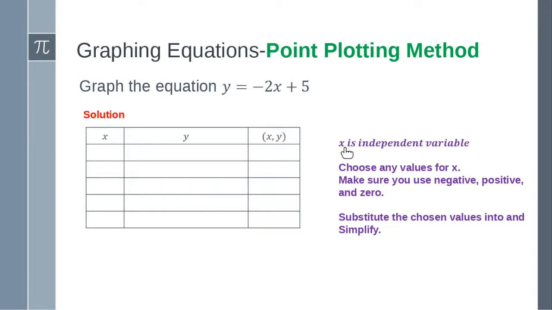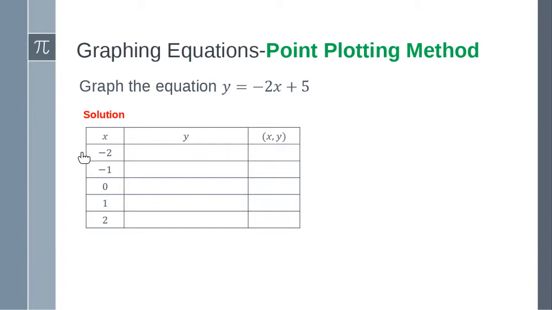So in these examples, the X is the independent variable, which means that we're going to choose any value we want for X, whatever value you want. So it could be 100, 200, and so on. But we're going to talk about some values that we can use to make our graph easier to view. So once you pick those values, you want to make sure that you include some negative, some positive, and then you also want to include 0 if you're able to. Once we choose them, then we're going to substitute those chosen values into the equation, and we're going to simplify.